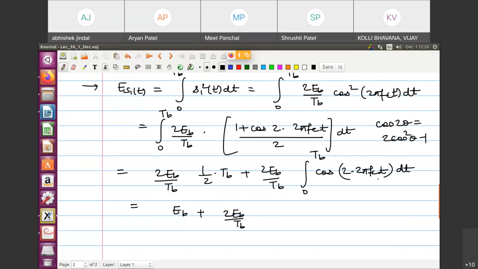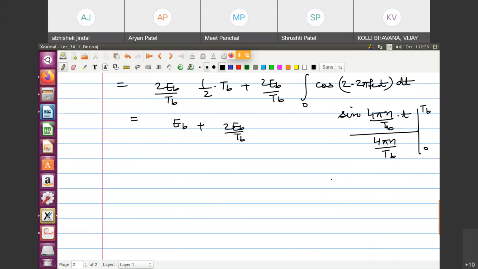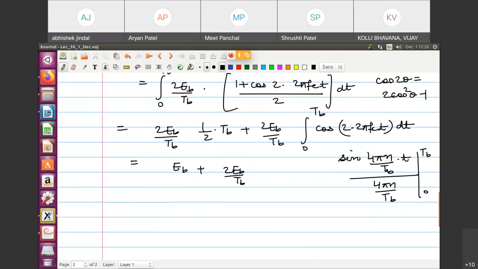If this comes out as a function of sine of 4 pi n upon TB into t, divided by 4 pi n upon TB, and you put the limits 0 to TB, what will it be? Sine of 4 pi n, because TB and TB cancel, is 0, minus sine of 0, which is 0. So this whole term is 0, and we get the answer to be EB.